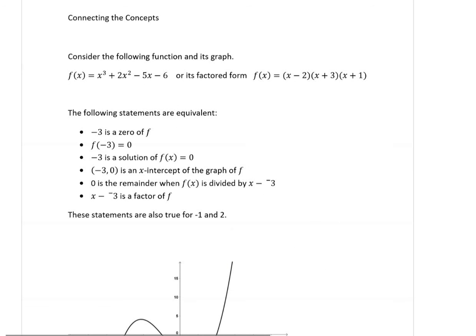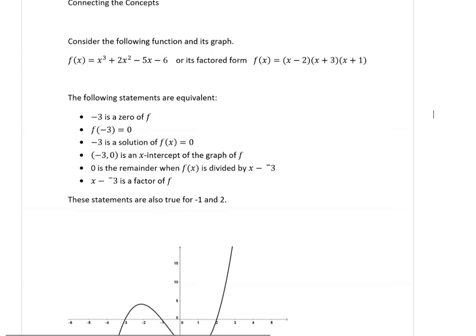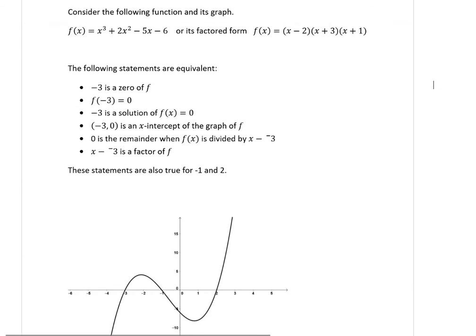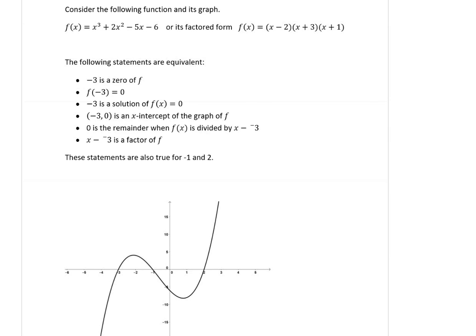Okay, now we're going to look at connecting a lot of these concepts. So let's consider the following function and its graph. So I have the function x cubed plus 2x squared minus 5x minus 6, and here's the factored form of that equation. All of the following statements are equivalent. They're pretty much saying the same thing. I'm going to be looking at this part right here, this x plus 3. Negative 3 is a 0 of the function.